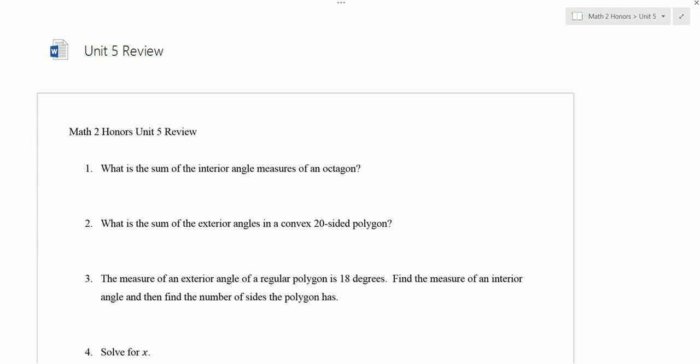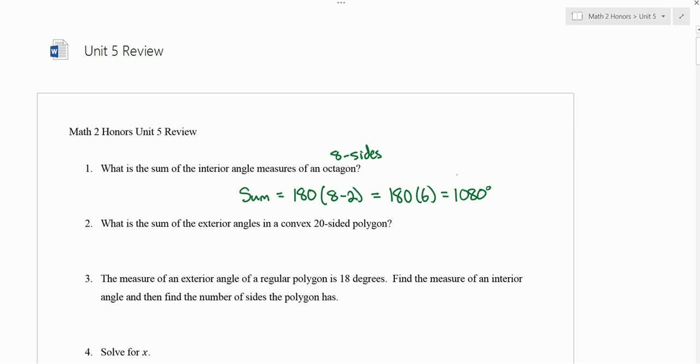Number 1, what is the sum of the interior angle measures of an octagon? First of all, octagon means you have 8 sides. And to find the sum of the interior angles, what we're going to do is use the formula 180 times the number of sides minus 2, so 8 minus 2, which is 180 times 6, which is 1080 degrees.